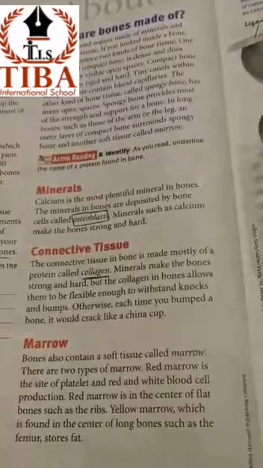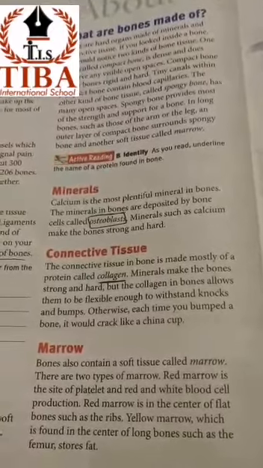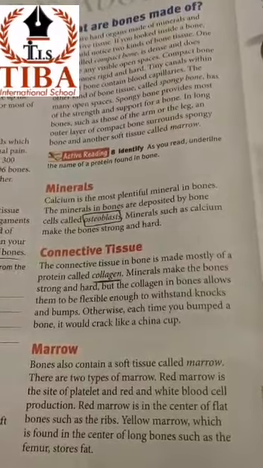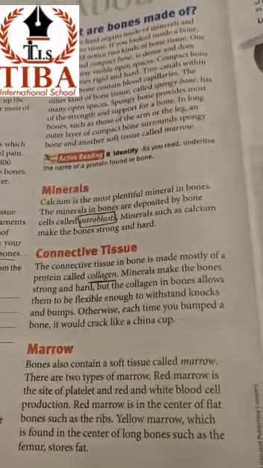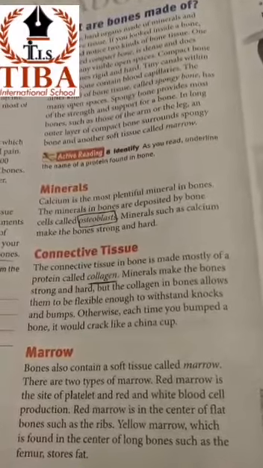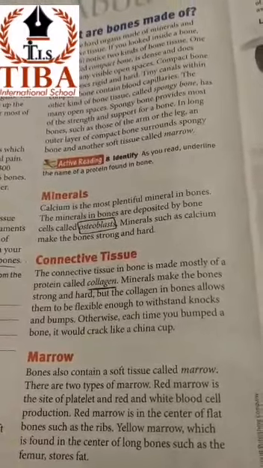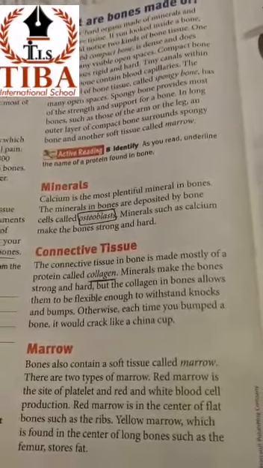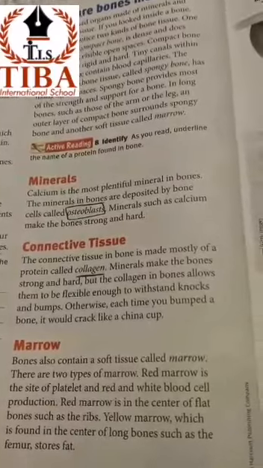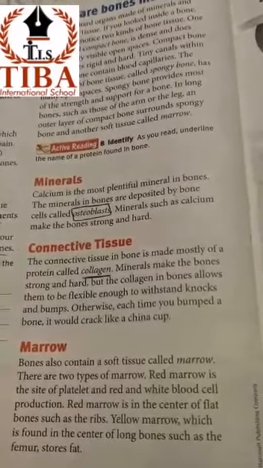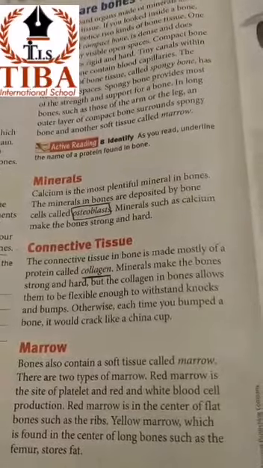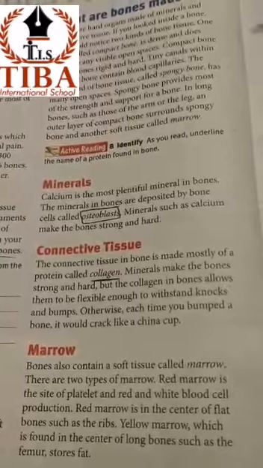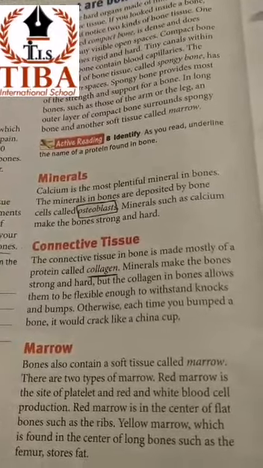So, what is the importance of calcium? It gives bones strength and makes bones much stronger and harder. How does this calcium get into our bones? From your digestive system to your blood, and from your blood, a kind of cells called osteoblasts take the calcium from the blood and deposit it into the bones.